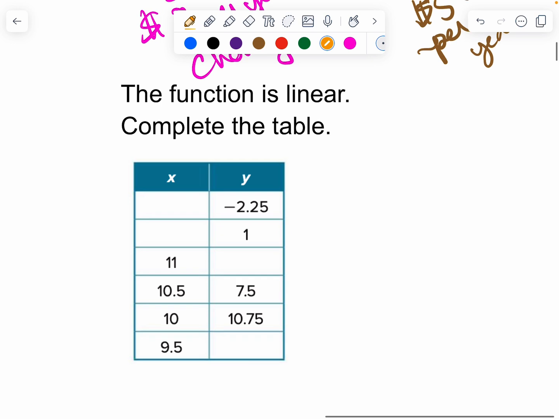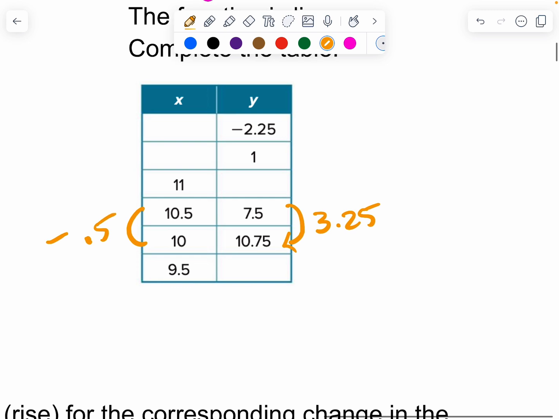So this says it is linear and it wants to know what the blanks are. So we need to know how much it goes up by. If I'm looking at this, it went up 10.75 minus 7.5. It goes up 3.25. And this went down by 0.5. So 3.25 over negative 0.5.